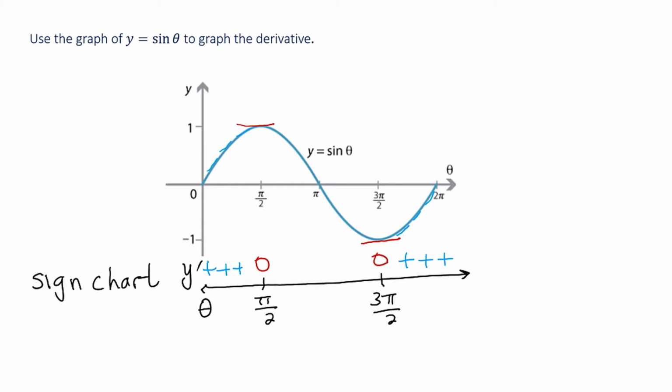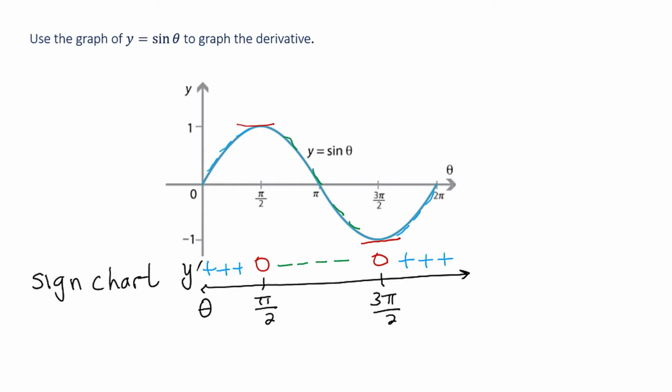Now let's look at the interval between pi over 2 and 3 pi over 2. Looking at the graph of the sine curve, we see that it is falling. If you were to draw a tangent line anywhere along that curve, the slope of that tangent line would be negative, so the sign of the derivative is also negative.